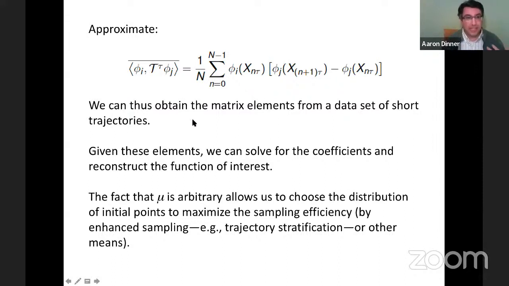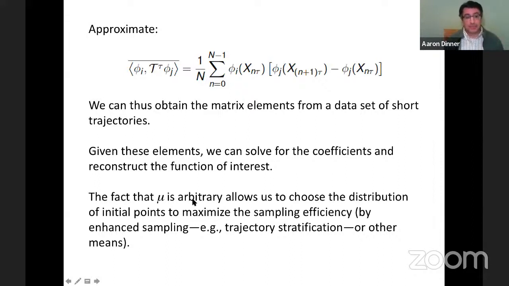Okay, so basically from the statistics of trajectories, we can estimate these matrix elements. We can then solve the linear algebra problem, get the coefficients, and reconstruct the kinetic function of interest, like the committor. Now, something I didn't emphasize before is that when we form these inner products, it's an integral over a sampling distribution mu, and that can actually be an arbitrary distribution. So that's going to give us a lot of freedom to optimize the procedure.